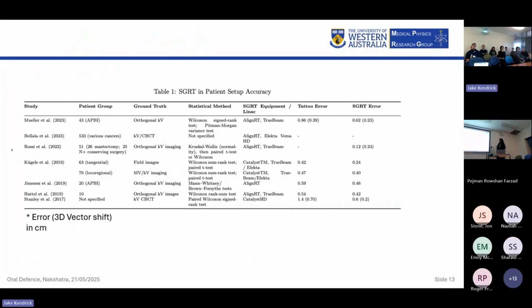From the preliminary study that I did, I went through quite a few papers, and this is a result that I got. Almost all the research papers that I went through, SGRT is proven to be much better than tattoo-based setup. So yeah, I expect to add on to this.